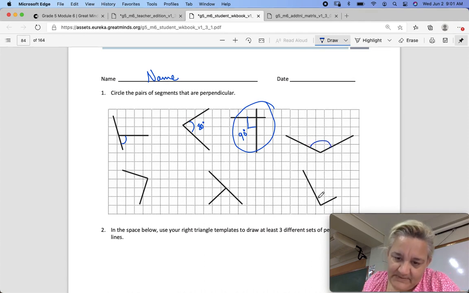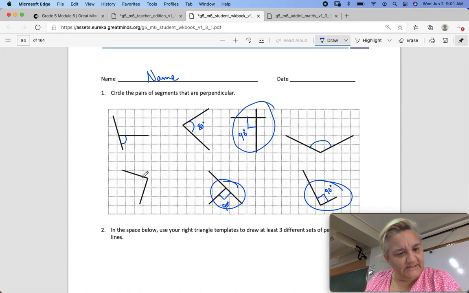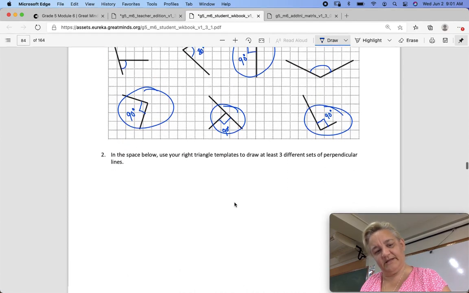This one is also 90 degrees, even though it's on its side. Sometimes you have to turn your head. That one is a 90-degree angle right here. So this one, and this one, and this one is also a 90-degree angle. Just because they didn't line up with the grid paper does not mean that those aren't 90-degree perpendicular lines.